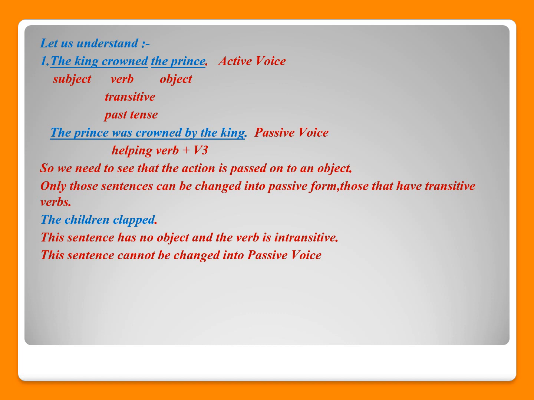So we need to see that the action is passed on to an object. Only those sentences can be changed into passive voice that have transitive verbs. Suppose the sentence is: the children clapped. As we can see, there is no object, neither a direct object nor an indirect object. So the verb is intransitive, without an object. This sentence cannot be changed into a passive voice.